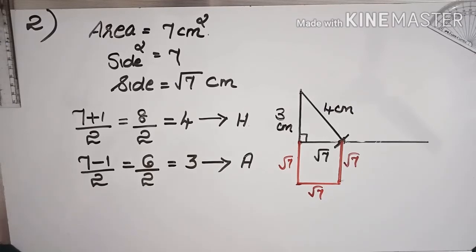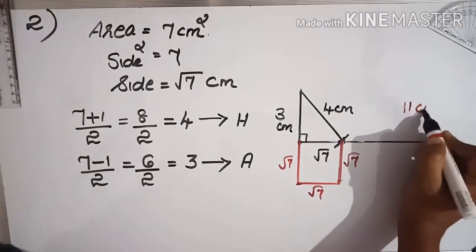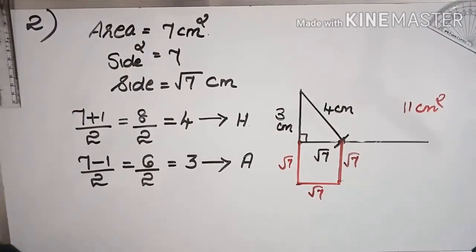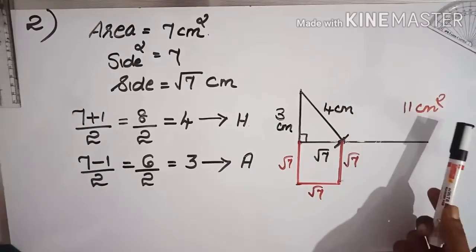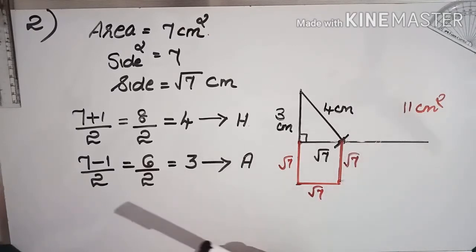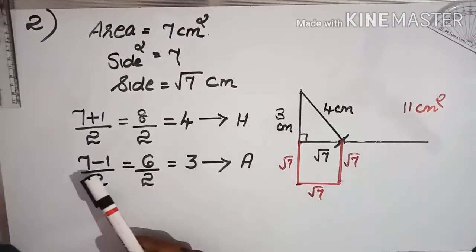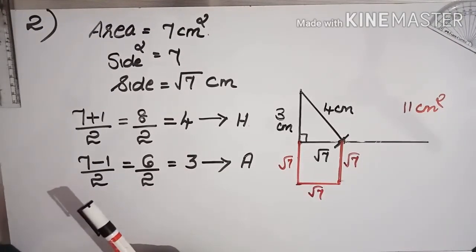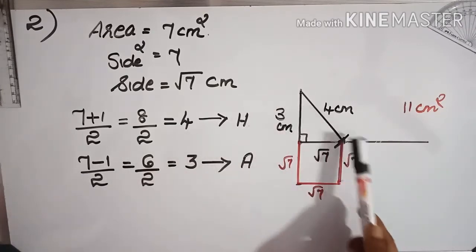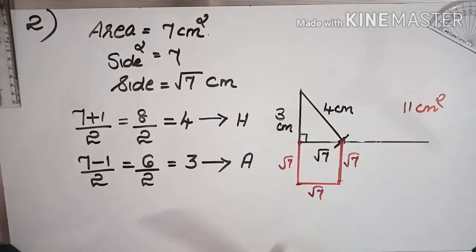By using the same procedure, you have to draw the square of area 11 centimeter square. Try to do that. So for 11, for the hypotenuse, 11 plus 1 is 12, by 2, 6 will be the answer. Then next is 11 minus 1, 10. 10 by 2, 5 will be altitude. So by using that, first draw the triangle, then draw the square.